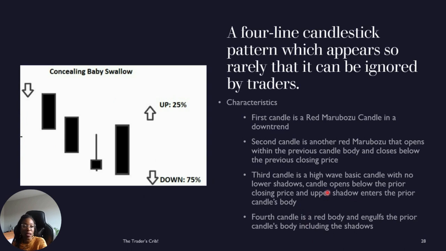Three green candles appear that have progressively shorter real bodies. The open of the second and the third candle lie within the real body of the previous candle. Upper shadows of the three candles gradually become taller, especially the shadows of the last candle.